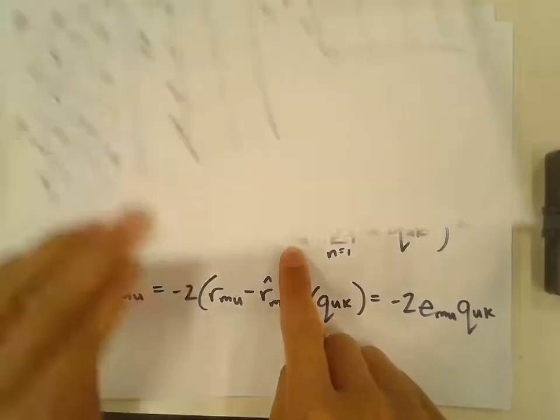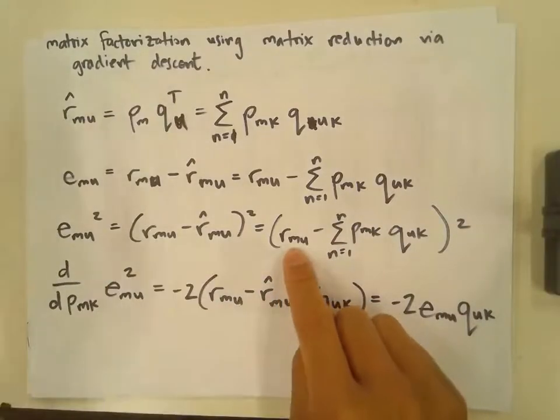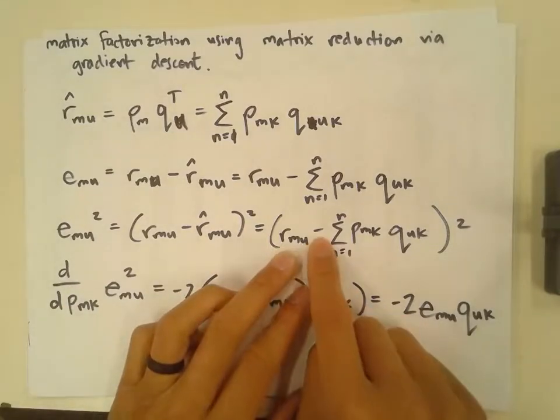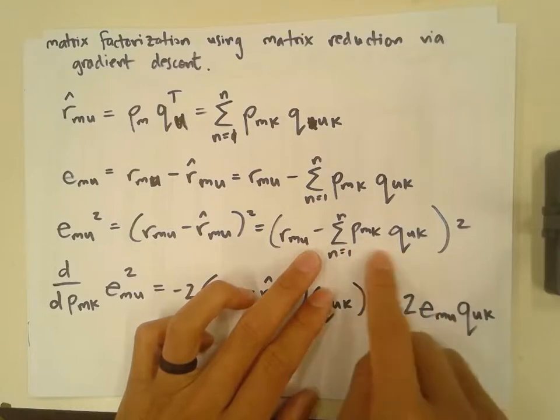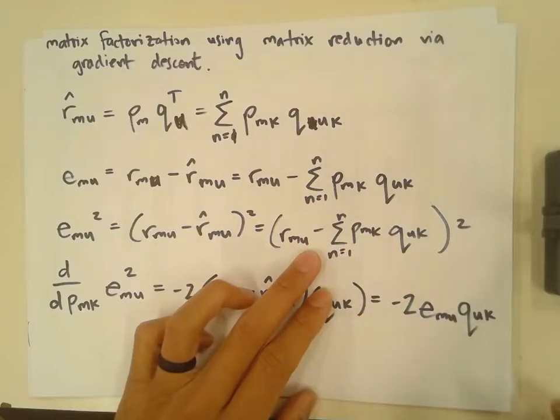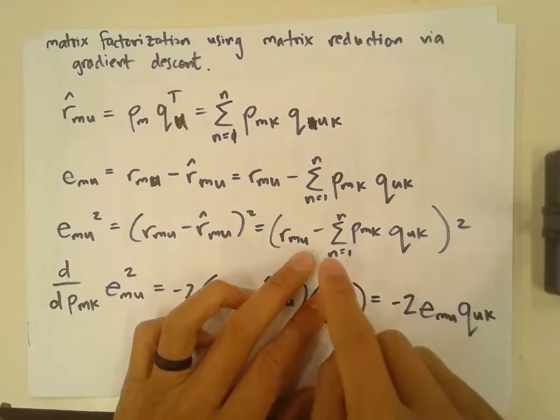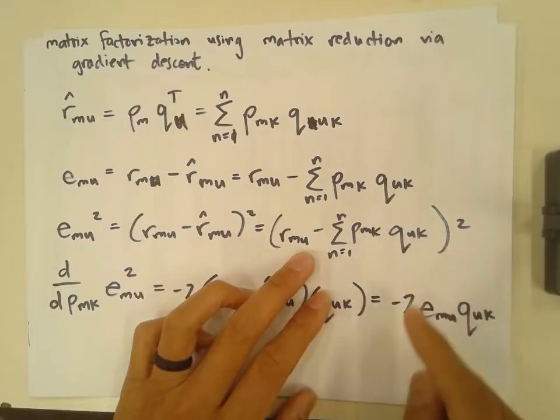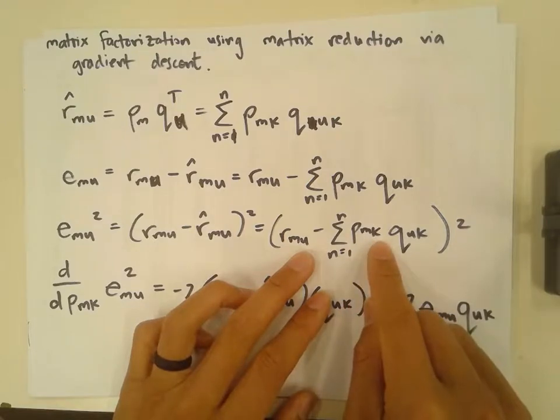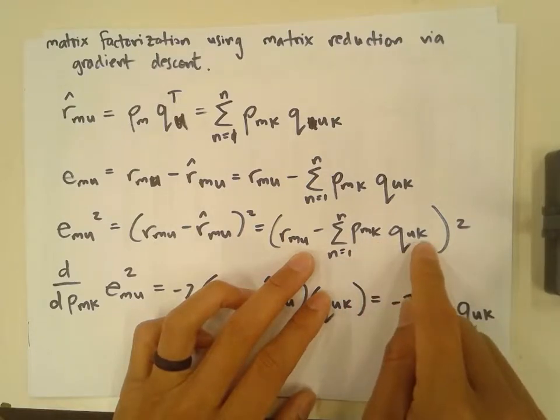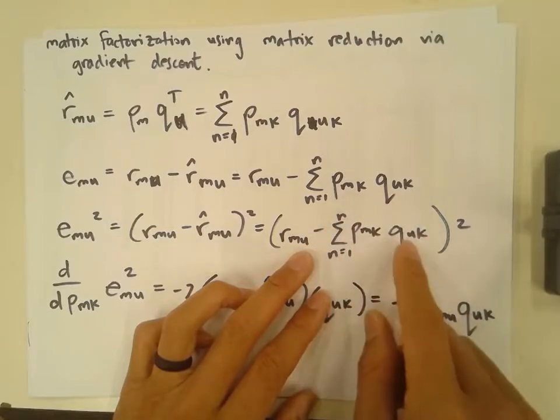R of mu is a constant. It is a number, 3, so that will go away when we take the derivative. And then minus the summation of this expression. When you take the derivative of a summation, you're taking the derivative of every single one of those steps in the summation. So P of MK times Q of UK, and we do that repeatedly as K increments.